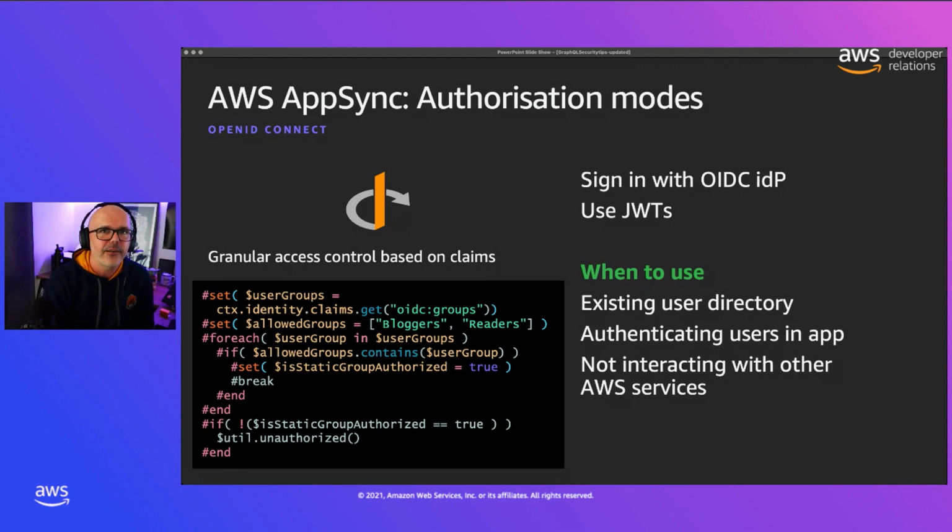Other things to mention here, there's one difference between Cognito User Pools and OIDC. Cognito User Pools can actually be used to exchange AWS credentials. This is not something that you would be able to implement with the OIDC identity provider. So it's a good mode to use, but just keep in mind that you won't be able to interact directly with other AWS services. However, just like Cognito User Pools, you can implement very granular access control using the claims that are available in the identity object that is made available to your resolvers in AppSync.